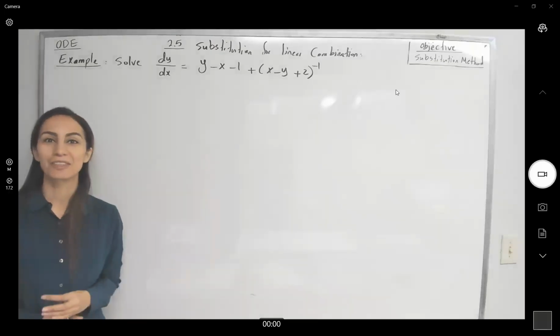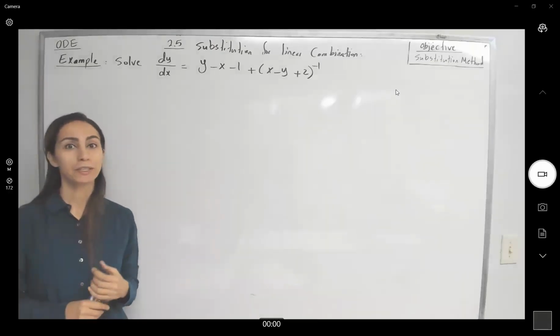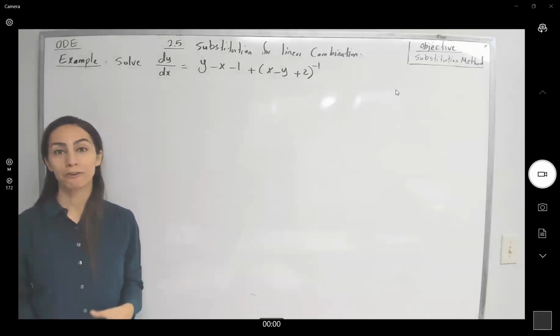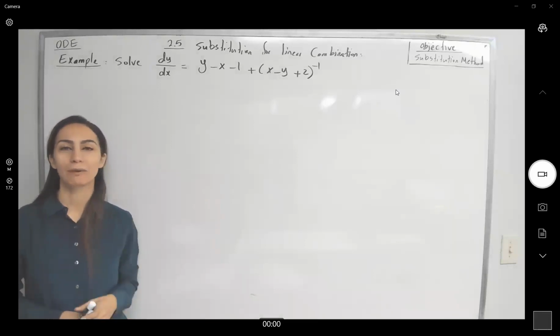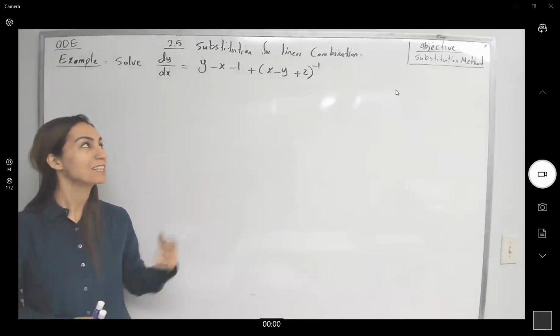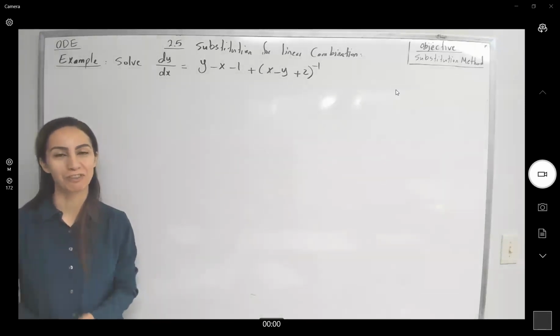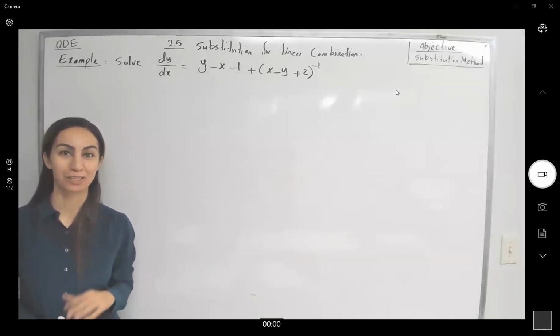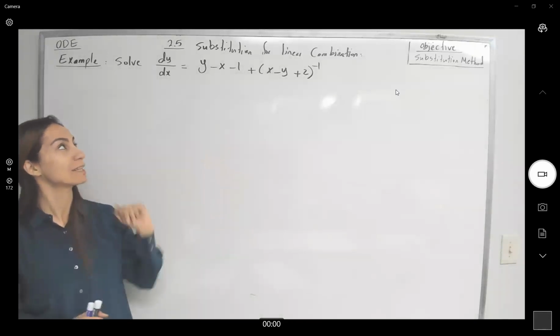In some cases, when you have a differential equation, you might not end up with a homogeneous format or homogeneous functions that you can apply, for example, the method y equals v times x. But we see a linear combination between variables in that differential equation, and luckily for us, we can apply the substitution method. Let's take a look at this example.